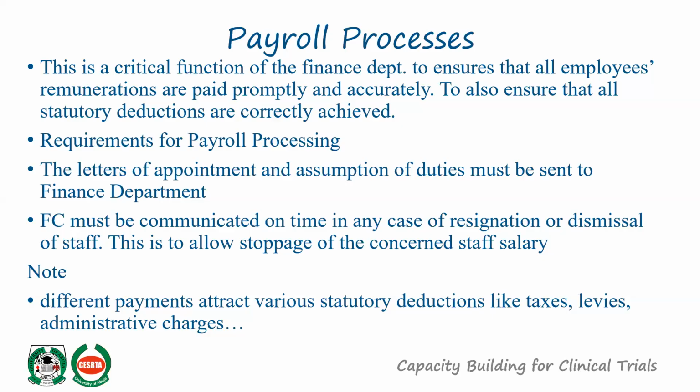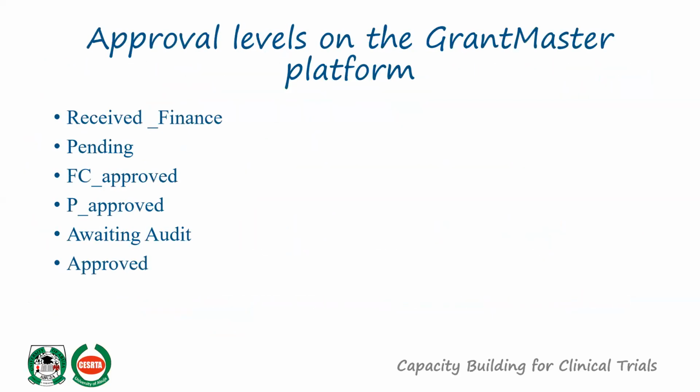So it depends on the principal investigator, and of course, this goes through different levels of approval. The financial controller will approve, and the provost will also approve, and the principal investigator will also initiate, and we have different levels like that. And from the comfort of your office as a principal investigator, you can view everything, including your balances and everything.